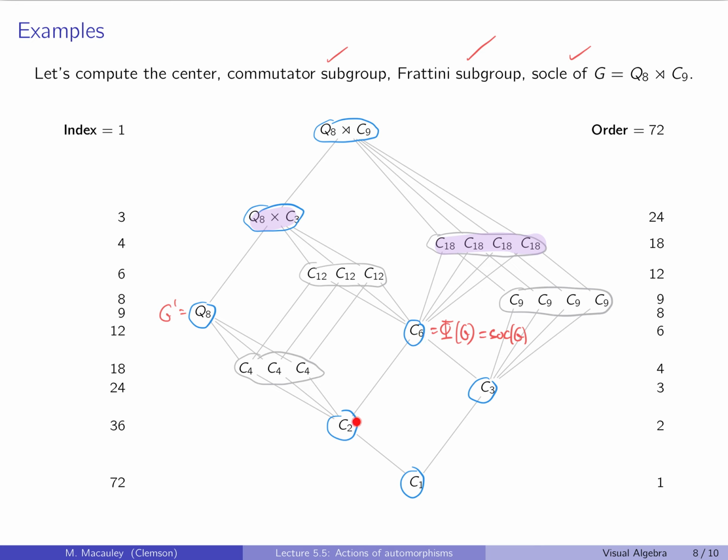And honestly, I do not know by inspection a way to determine this. There might not be. You can't always tell what the center is from a subgroup lattice. And we know that because we've seen two groups of order 16 that have the same lattices. One is abelian, one's not.